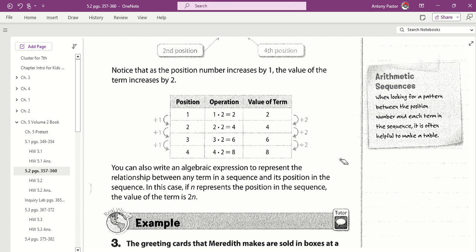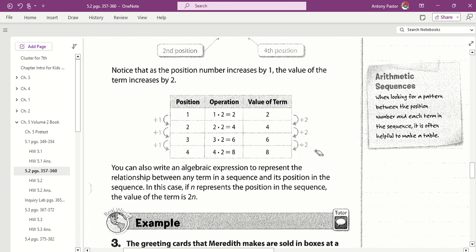In this case, n represents the position in the sequence and the value of each term is 2n. So for position 1, we plug in 1 for n. 2 times 1 is 2. That's the value. For position 2, we plug in 2 for n. 2 times 2 is 4, and that's the value of the term. Position 3, same thing. 2 times 3 is 6, and then position 4, 2 times 4 is 8.